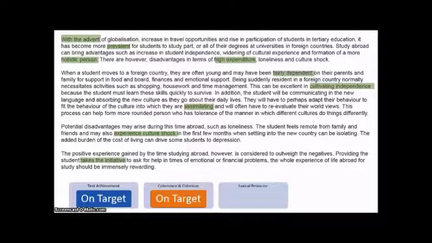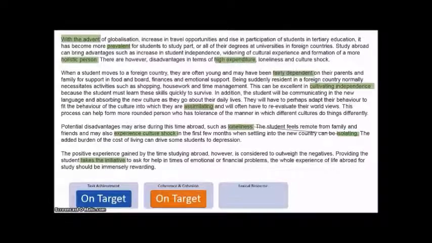What's also good about this answer is that there's a variety of language. So when the student talks about loneliness, they can also talk about a feeling of being isolated. And this use of synonyms is very important to show the variety of language that you have, it is good to show as much of your vocabulary as possible.